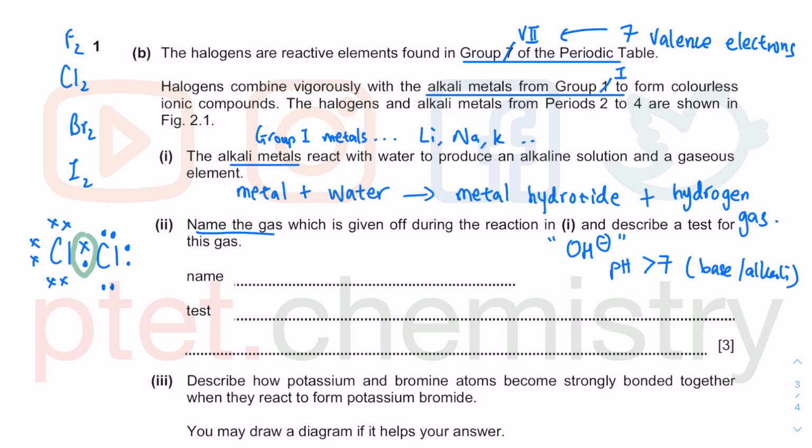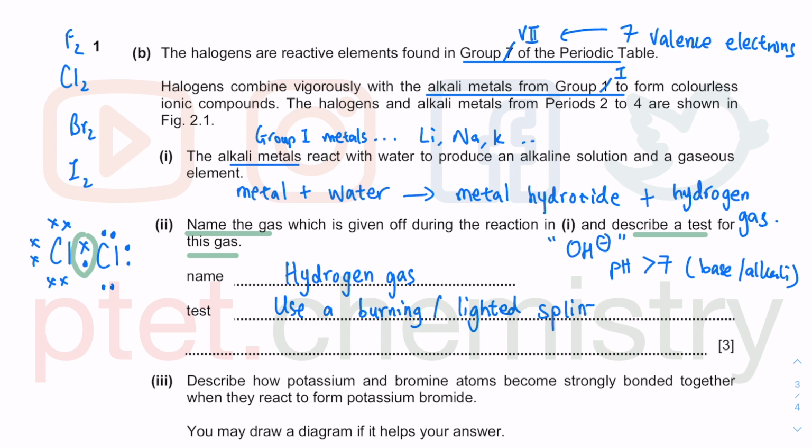Now name the gas. They want the name, not the formula. That's the first thing. They want you to describe a test for this gas. Describe a test means what do you test it with and what is the final result. So the name of the gas is hydrogen gas, and you use a burning or a lighted splint, whichever one you want. Both of them mean the same thing.